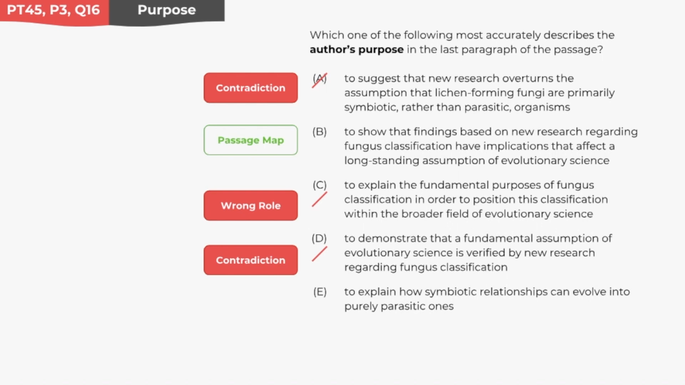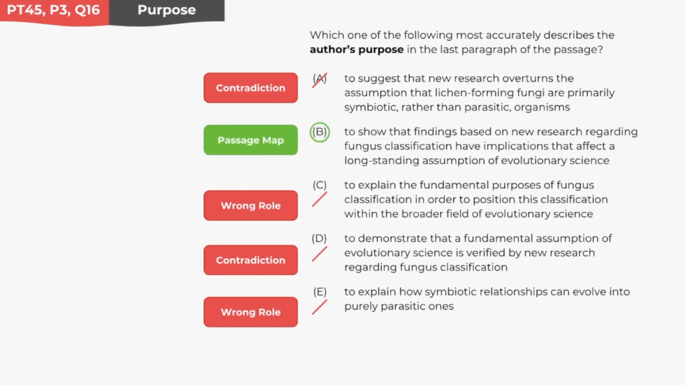If you're on a question like this and you get torn between an answer like B and like E, you want to maybe ask yourself, is one of these describing what it is while the other one is describing why it's there? So while they do E, that's not why they're there. They're there in order to show how this research undermines a long-standing assumption. And in the process, maybe they explain how symbiotic relationships can evolve into purely parasitic ones, and then maybe back again. So that's got the wrong role. Let's get rid of E, and that leaves us with answer choice B as the right answer.